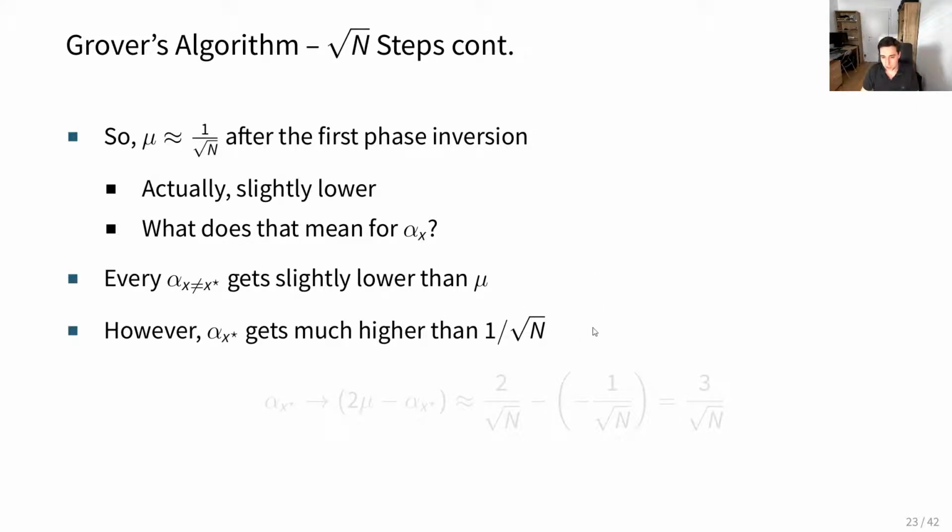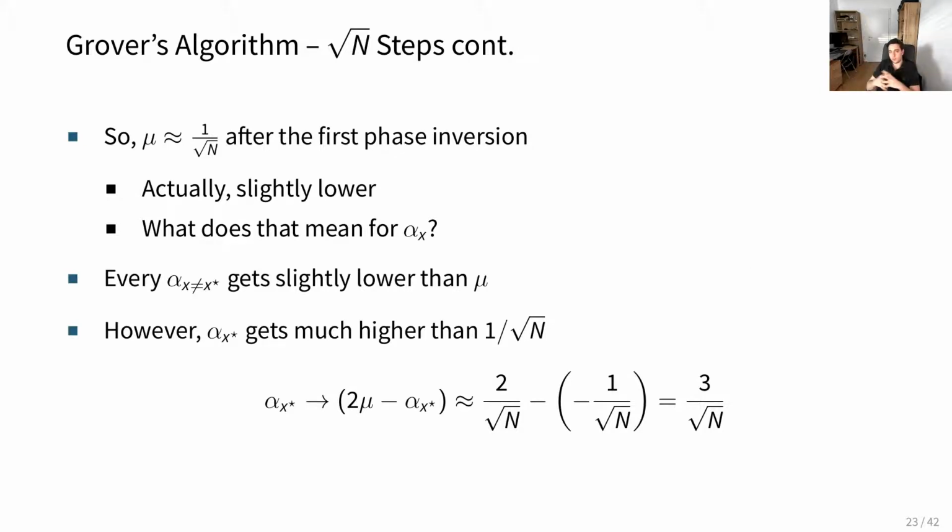And what happens is that if we map our wanted x to this value here, which is basically inversion about the mean, since this holds, this is approximately 2 over square root n minus 1 over square root n, so plus, which results in 3 over square root n. And now if we do this again for another iteration, we will have approximately 5 over square root of n. And if we do it again, we will have 7 over square root of n.